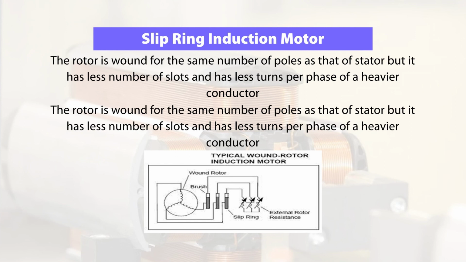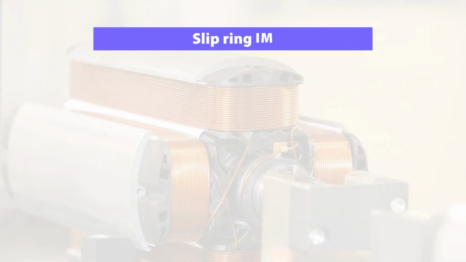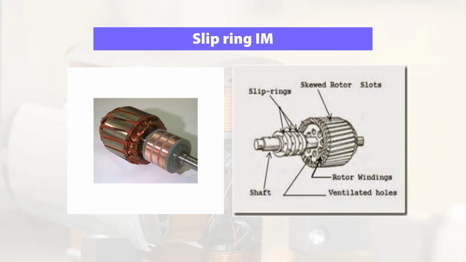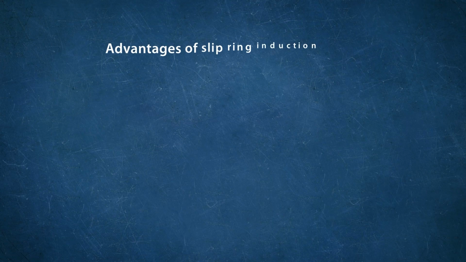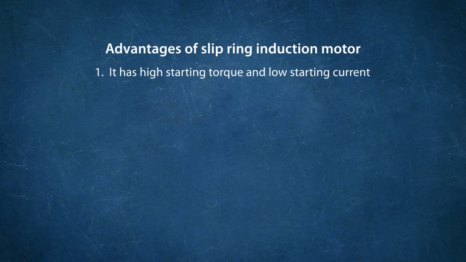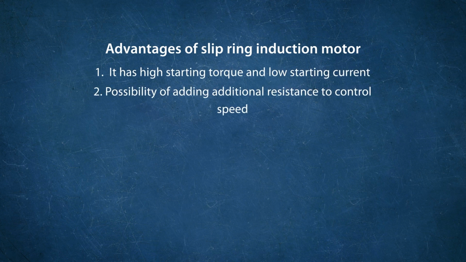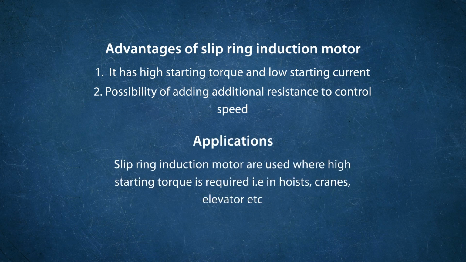So, the rotor also carries a star or delta winding similar to that of the stator winding. The rotor consists of a number of slots and the rotor windings are placed inside these. It is shown here, the slip ring induction motor. Now, let us compare the two types of motors, slip ring induction motors and squirrel cage induction motors. First we will discuss the advantages of slip ring induction motors.